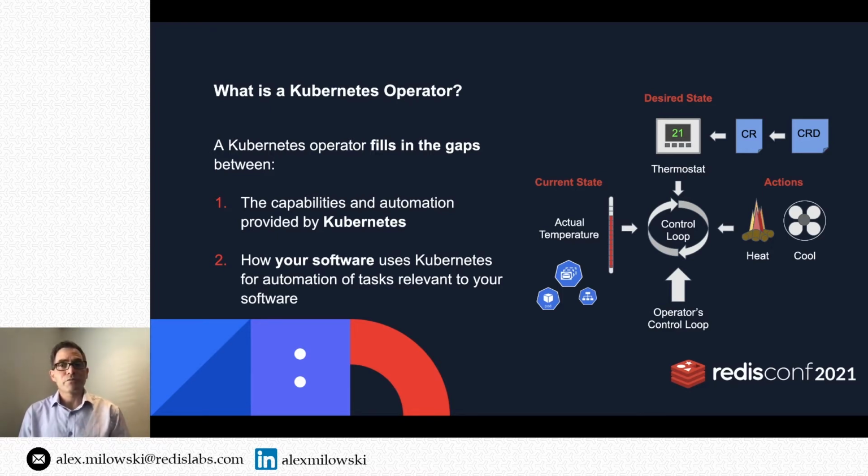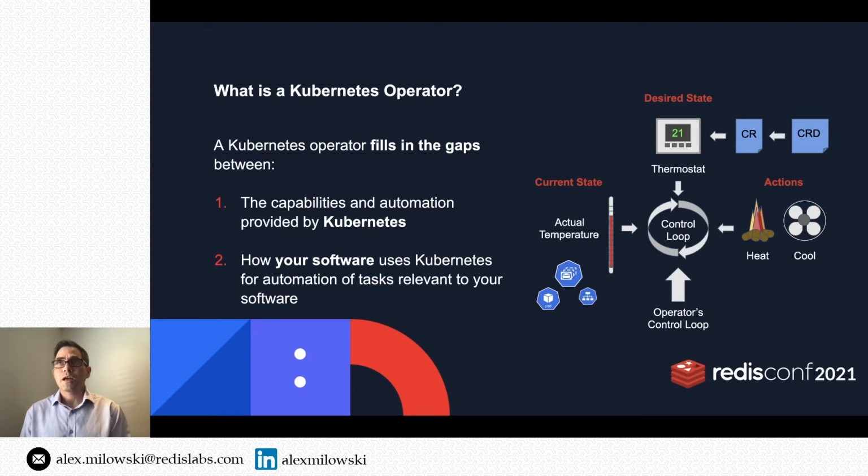There's the actual temperature of the room, and there's the desired temperature. And the thermostat has the representation of the desired temperature. It measures the actual temperature and decides what action to take, whether to heat or cool the room. And this is called a control loop. So operators, Kubernetes operators in particular, have control loops. They're called controllers, and they work on a thing called a custom resource.